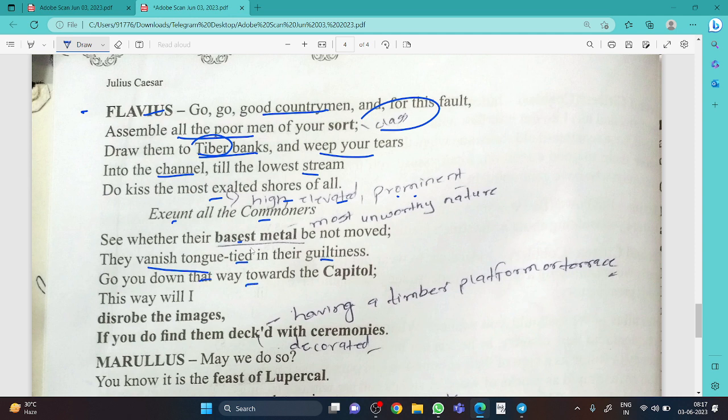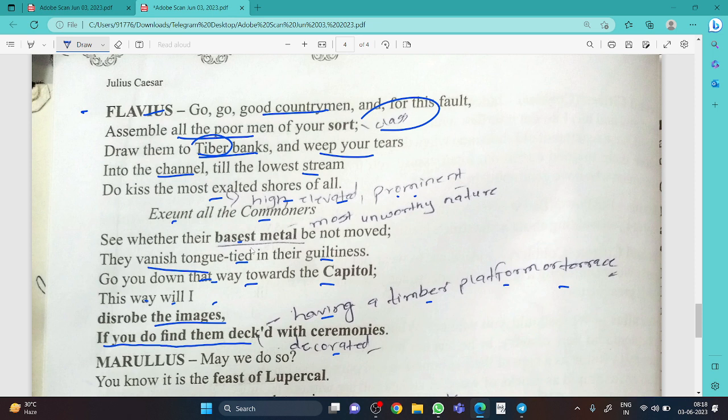"Go you down that way towards the Capitol. This way will I disrobe the images. If you do find them decked with ceremonies," means having a tower, platform or terrace. Actually, what happens? Try to understand. It was absolutely clear that the basest of men, means the normal minds of the men, have been moved by our words. Flavius and Marullus were discussing this, and the people have departed in silence and in their guiltiness. Actually, they also started to depart from there.